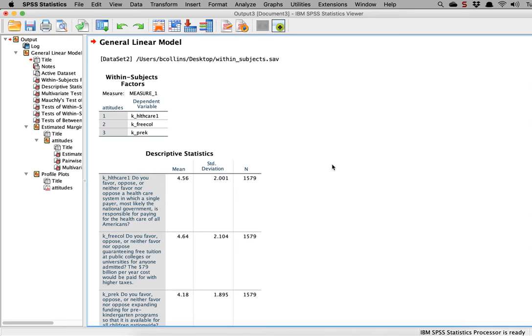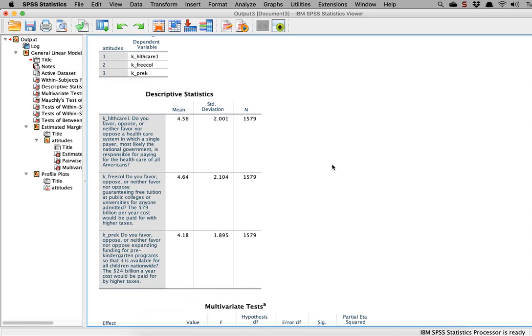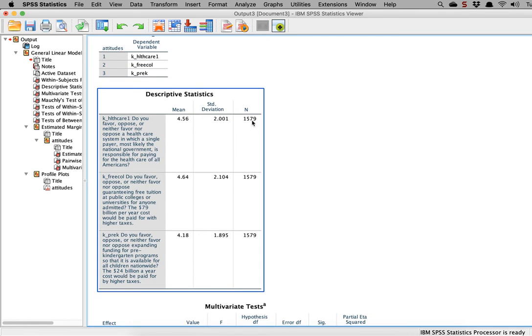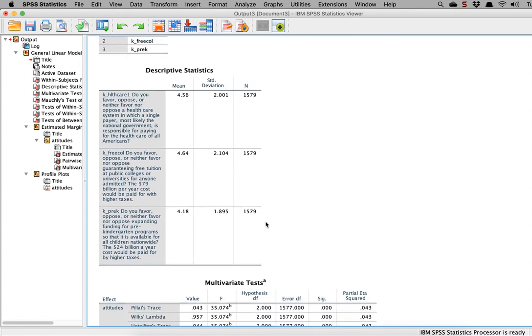All right, so I've run this analysis and I can see my means. I've got a large sample, over 1,500 people that provide answers for all of these. The mean for healthcare is 4.56, 4.64, 4.18. These are not hugely different from each other, but there are differences, obviously, as there always are, but are they significant or not?